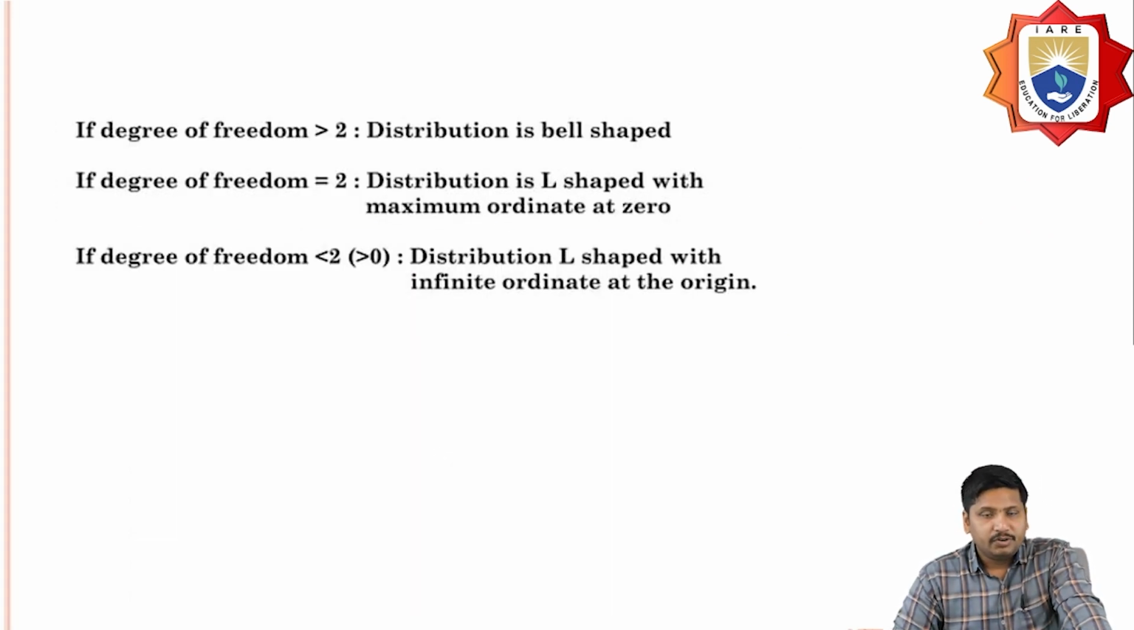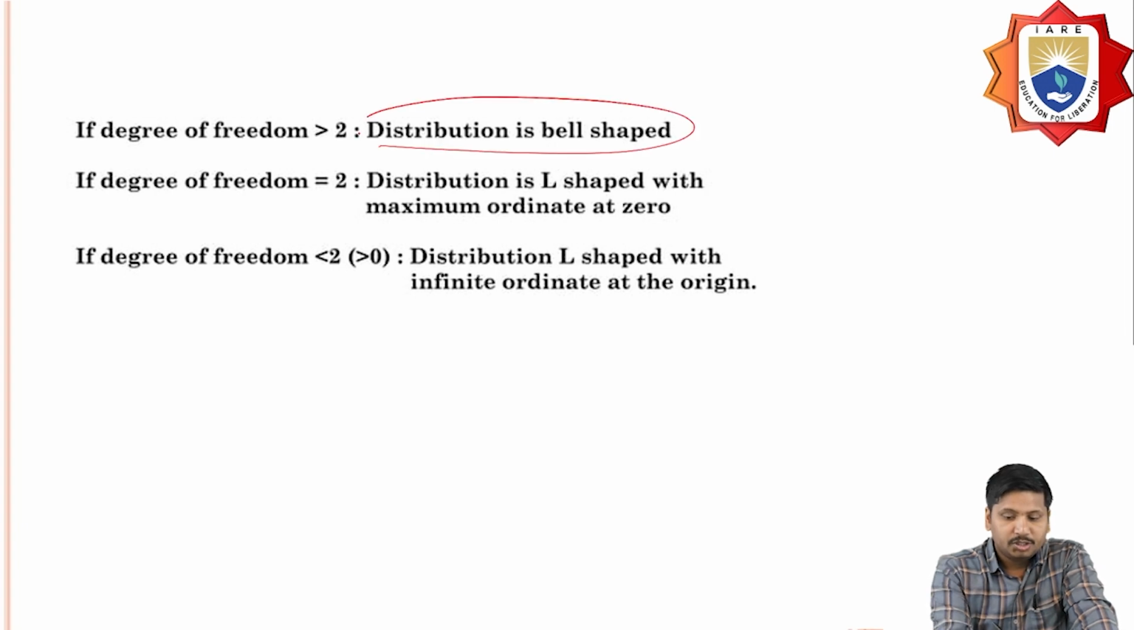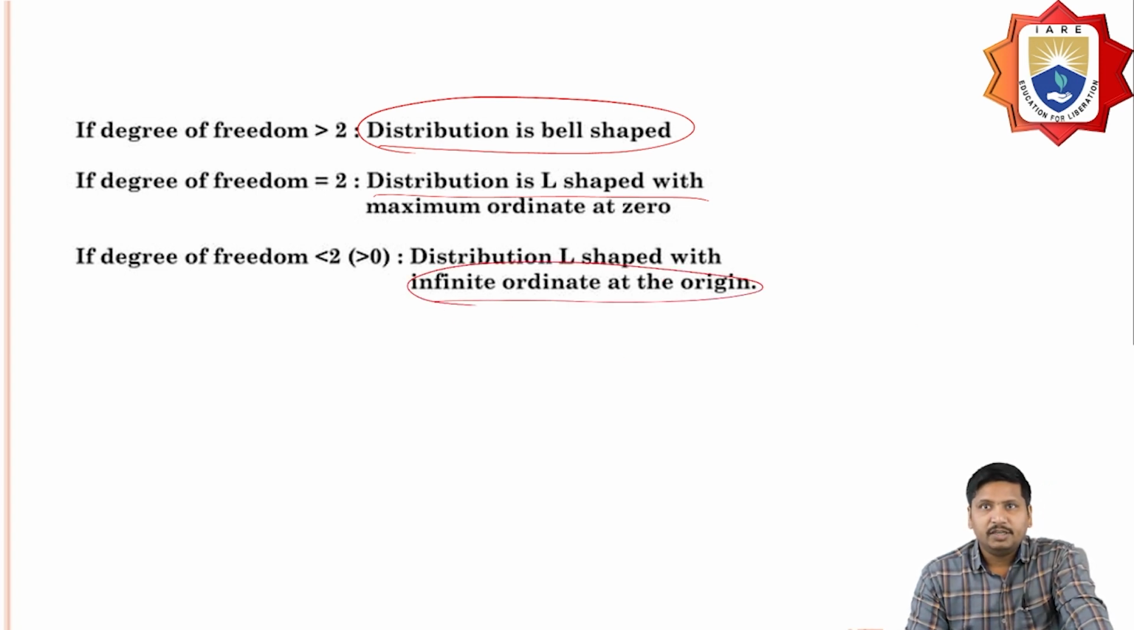Suppose the degrees of freedom is greater than 2, then the distribution is bell shaped. If the degrees of freedom is equal to 2, then it should be L shaped with maximum ordinate at 0. And if the degrees of freedom is less than 2, then the distribution is L shaped with an infinite ordinate at the origin. So these are the three kinds of options we are going to have based on the degrees of freedom.